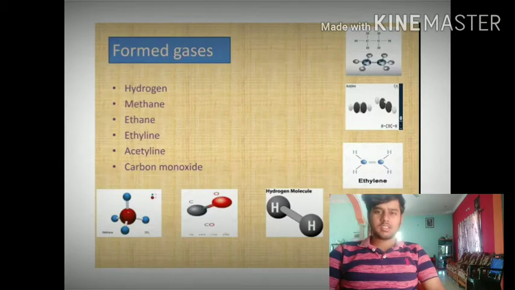Coming to the next slide, this slide tells about the actual gases formed in a given power transformer. Gases like hydrogen, carbon monoxide, acetylene, ethene and methane are formed, and you can also see their chemical structures, where the atoms are bonded with single or double bonds.